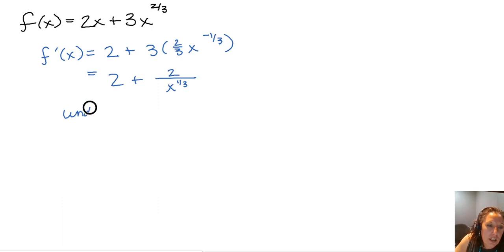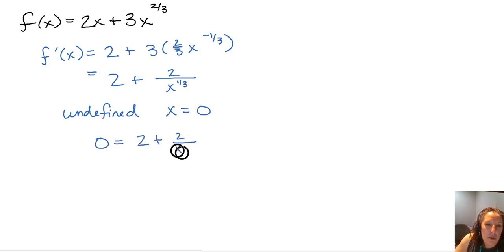This one is going to be undefined when that denominator is equal to 0, and that's going to happen when x is equal to 0. And then finding where it's equal to 0, we get 2 plus 2 over x to the 1/3.